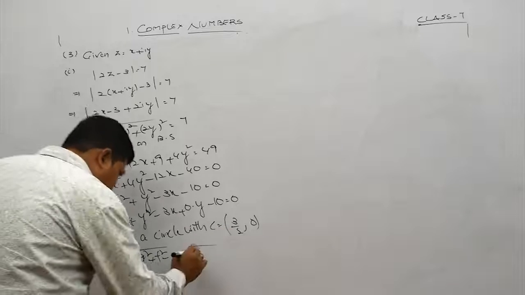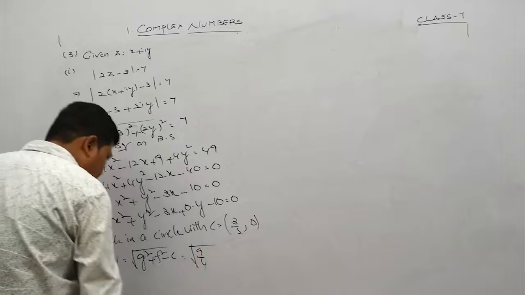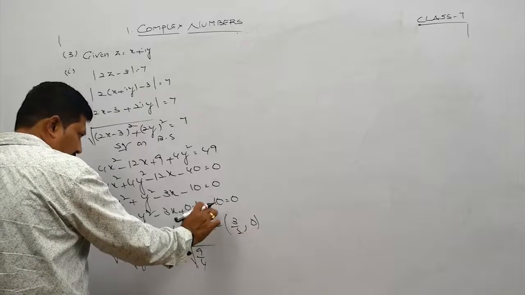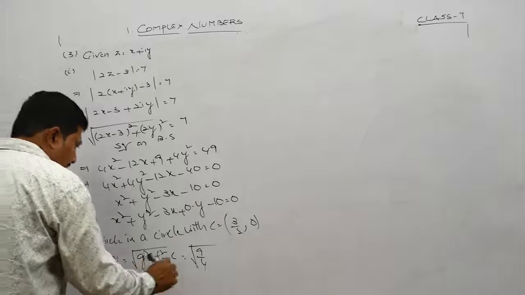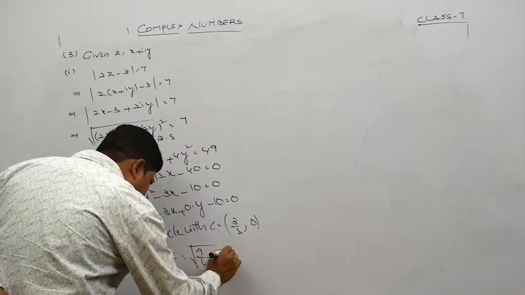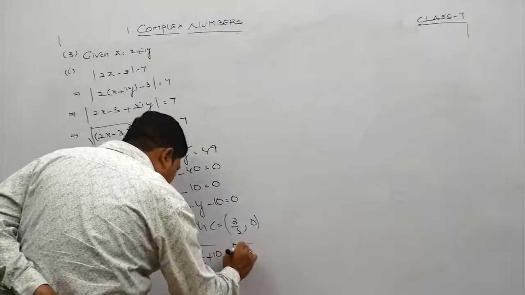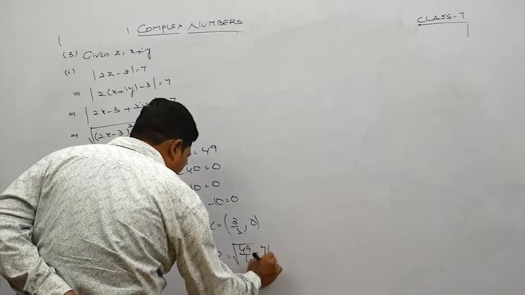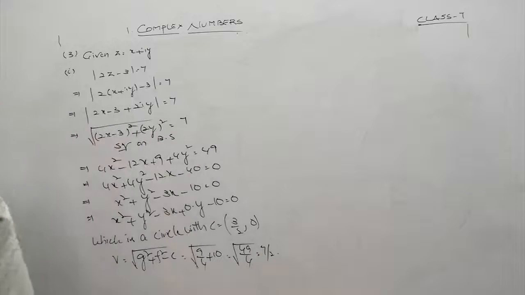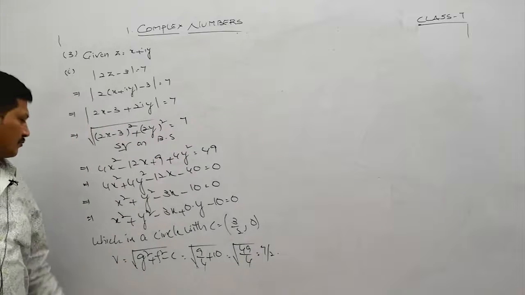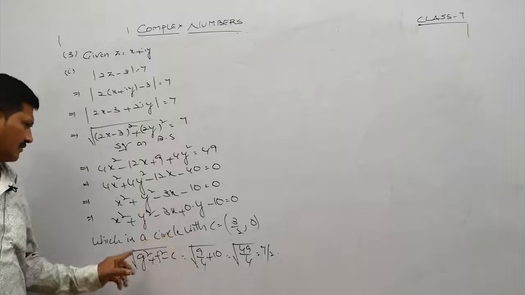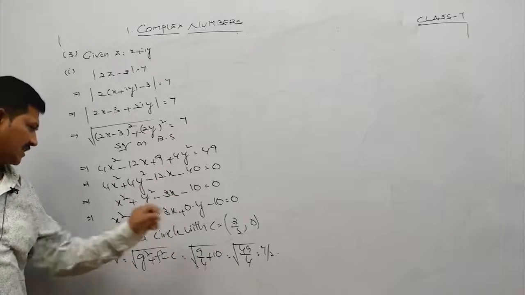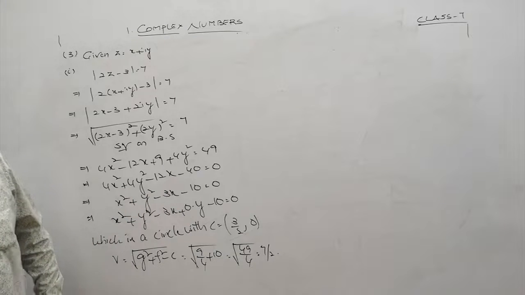g square 3 by 2 whole square 9 by 4 f square 0 minus c, c బదులు minus 10 ఉంది, so minus c means plus 10, and this is equal to root 49 by 4, and root 49 by 4 is equal to 7 by 2. సో ది సేమ్ క్వశ్చన్ కొంచెం ఇక్కడ ఇది ఏ రూపంలో ఉంది దాంతో కంపేర్ చేసుకొని దాని సెంటరు దాని రేడియస్ కనుక్కున్నాం.